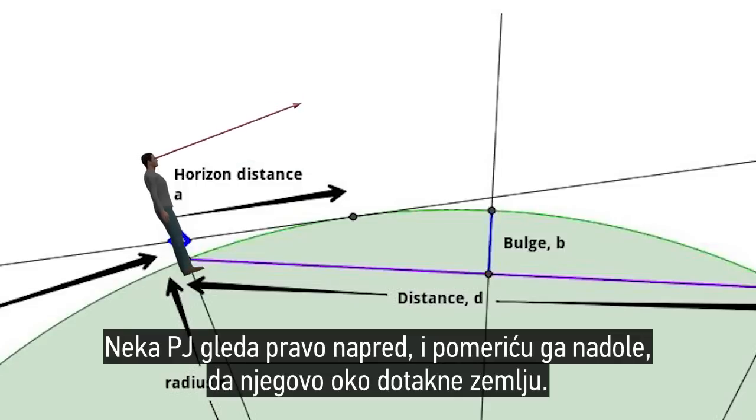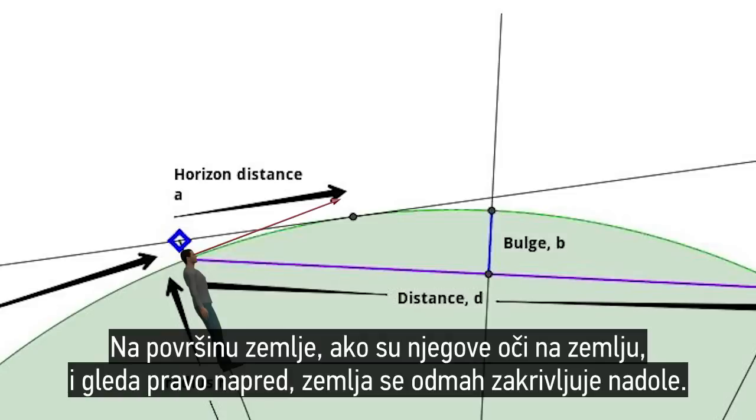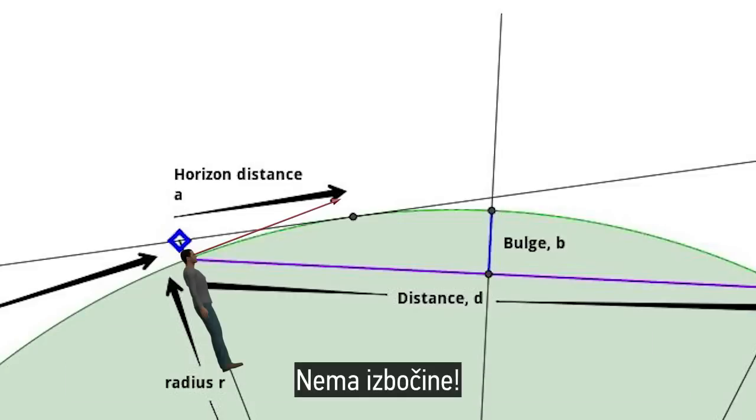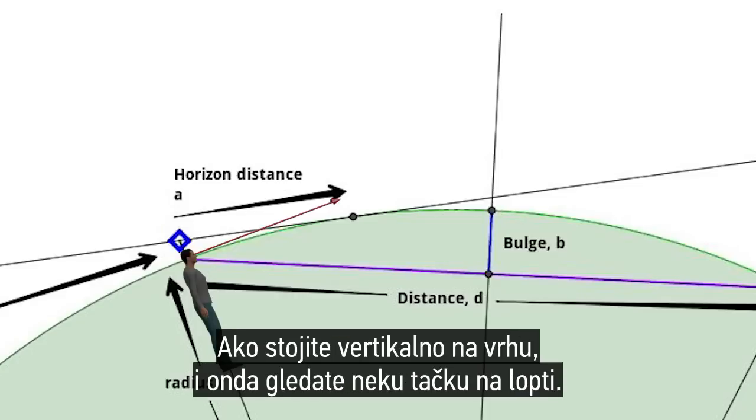Let's keep PJ looking straight ahead, and I'm going to slide him down so that his eyeball essentially ends up on the ground, looking straight out. And you're going to see the problem here. Look, at ground level, if his eyeball is on the ground and he's looking straight out, the ground is beginning to immediately curve downward. There's no bulge. There's no bulge. Balls, it don't work that way. If you're standing perpendicular on top of it, and then you point on the ball.